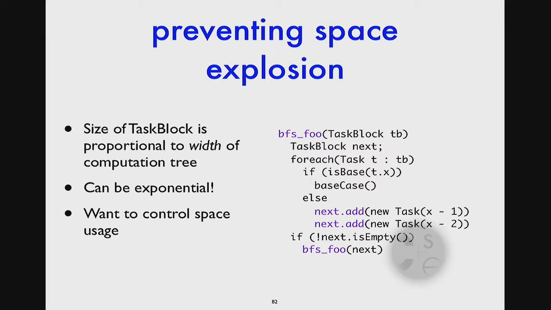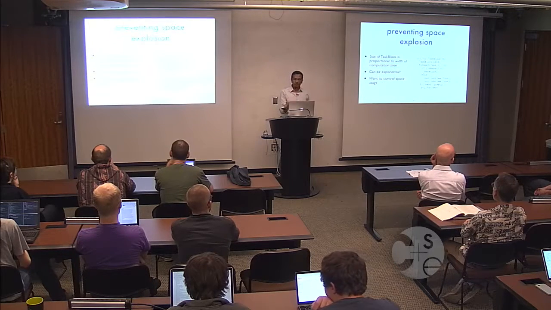So this is really not so good. We can't actually execute this code. In fact, we tried to execute code like this on the Xeon Phi, and we just ran out of memory. The task blocks just get too big. So we need to somehow control the space usage. Well, here's one thing that we could try to do.